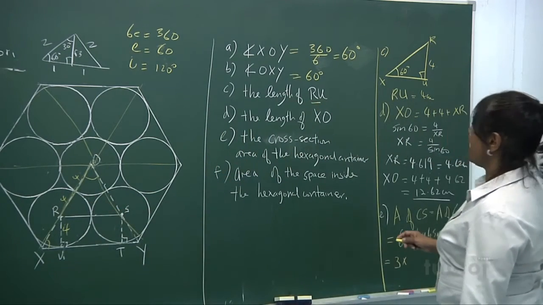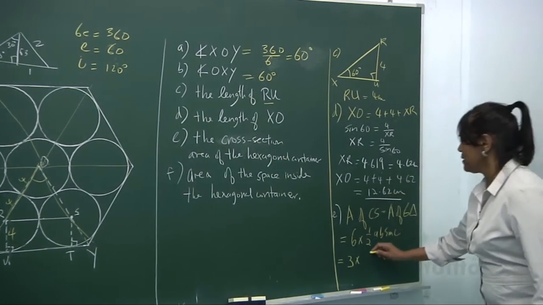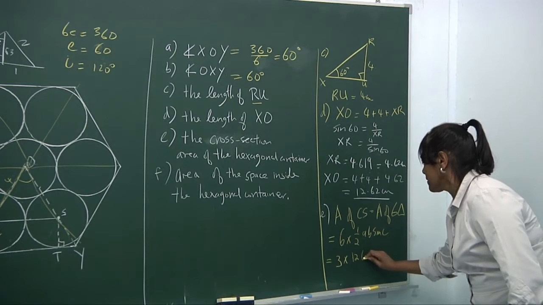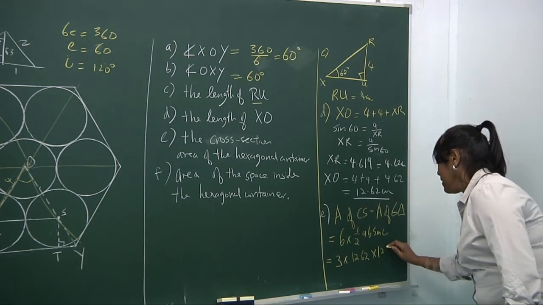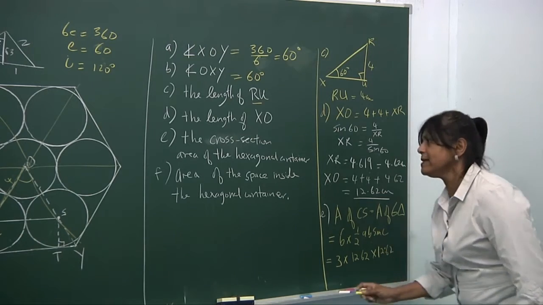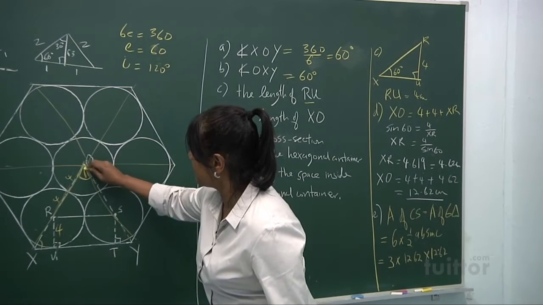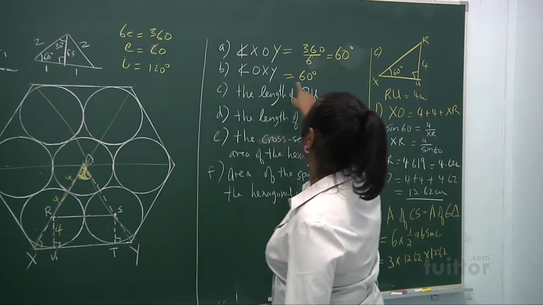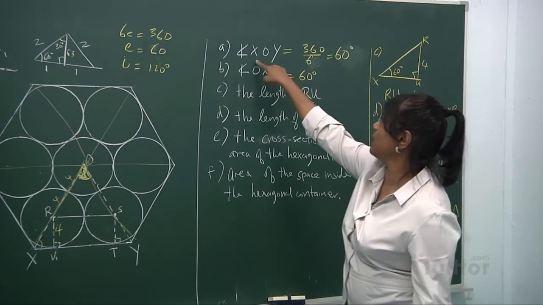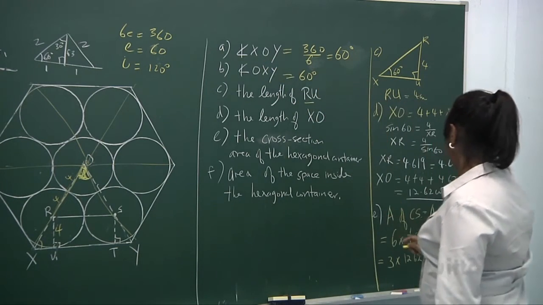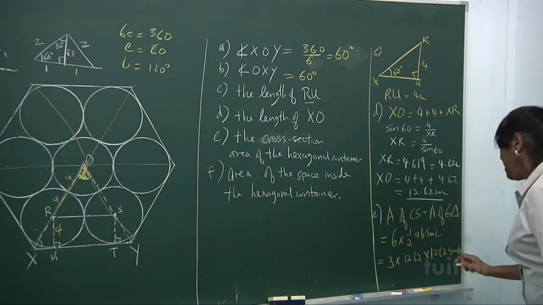And what is your XO? Your XO is this length, 12.62, and your B is also 12.62. And your sine C is this angle here. What is this angle? XOY is 60 degrees. Sine 60 degrees. So just fit it in.